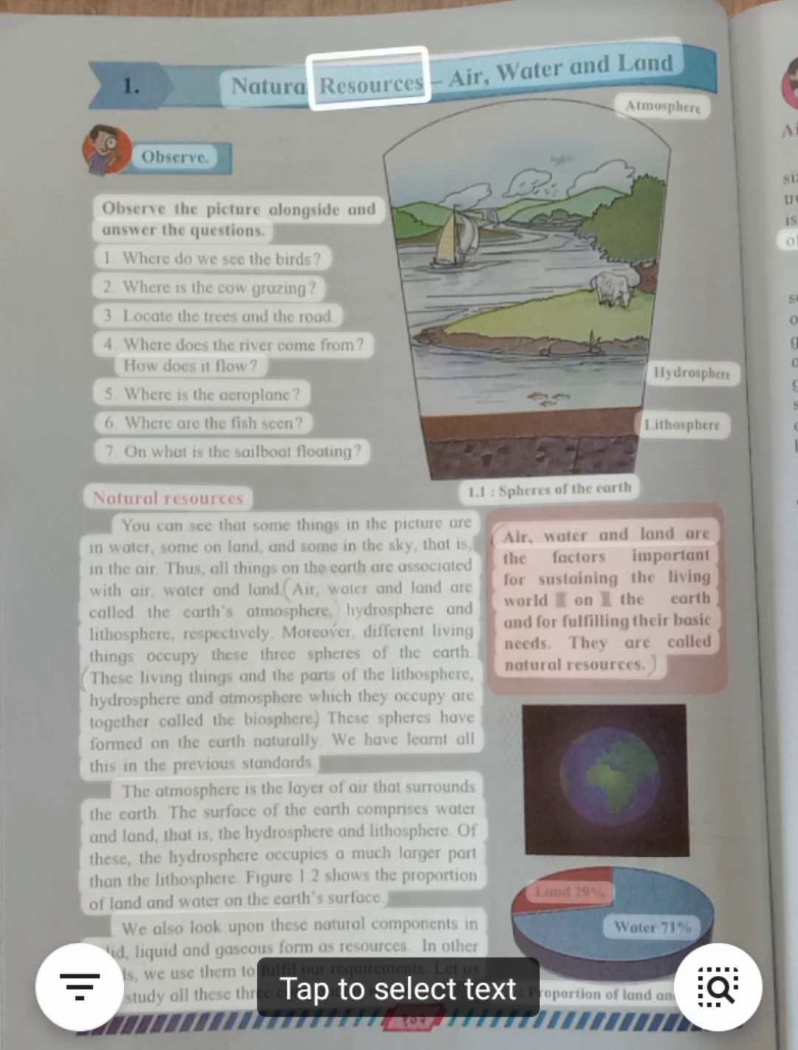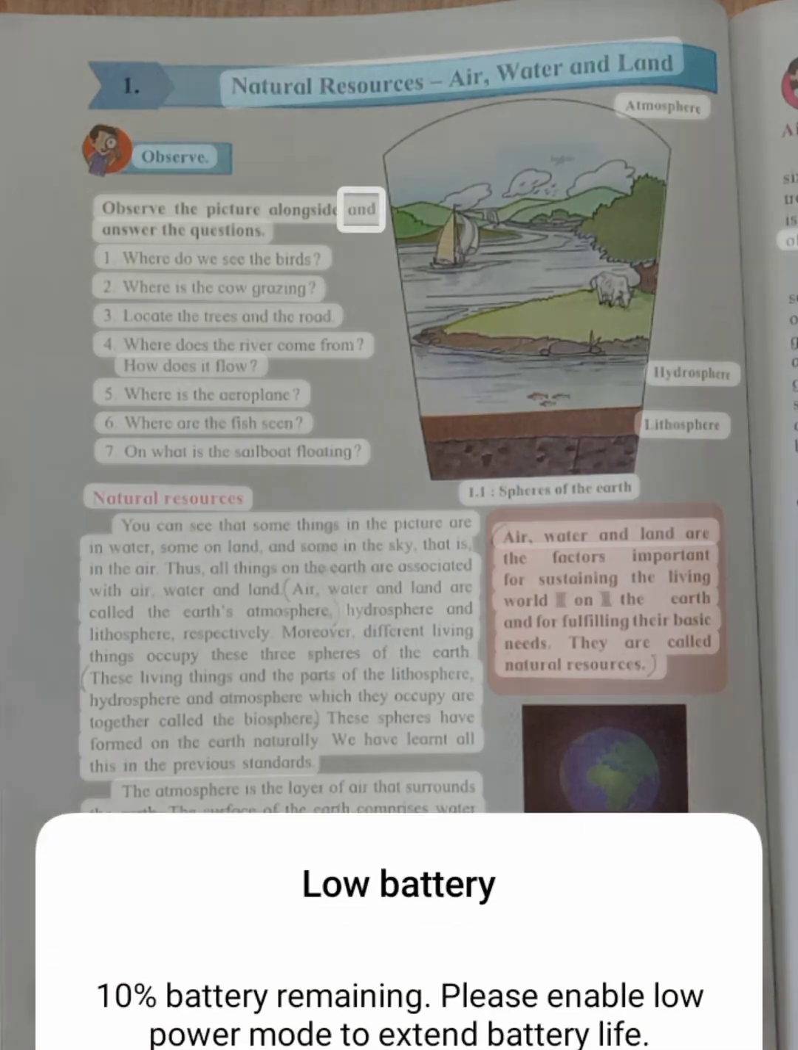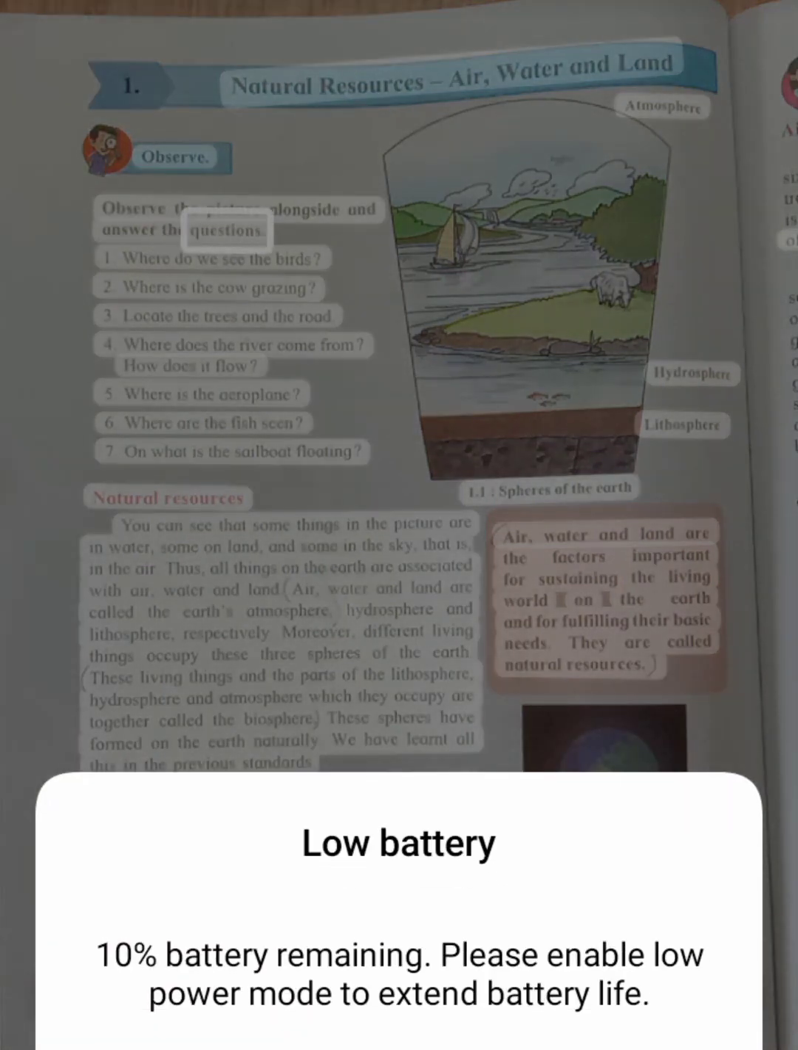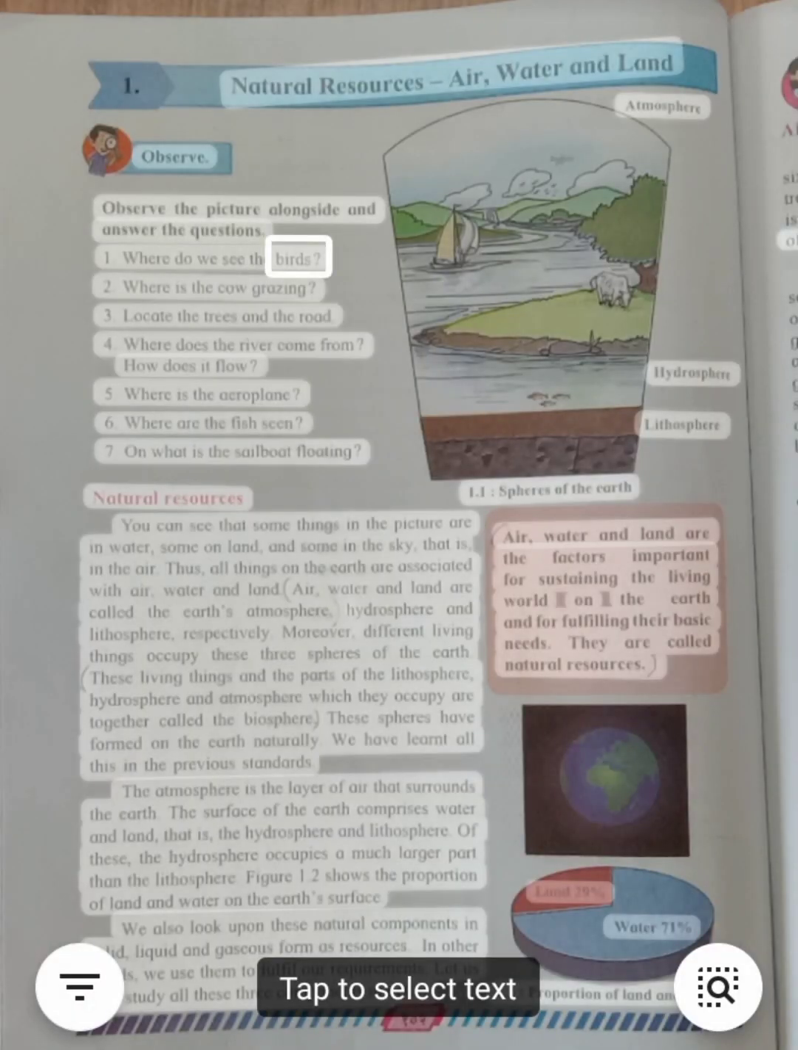Natural resources: air, water and land. Atmosphere. Observe the picture alongside and answer the questions. 1. Where do we see the birds?